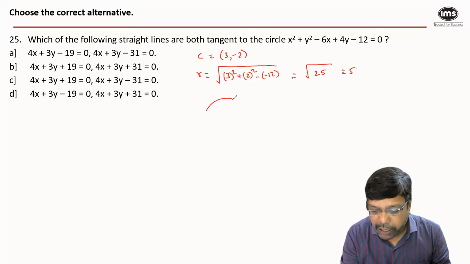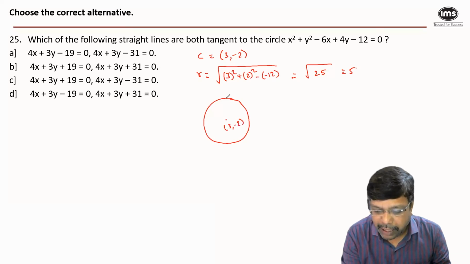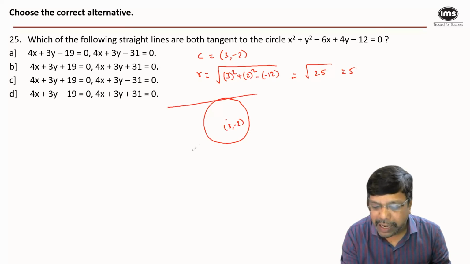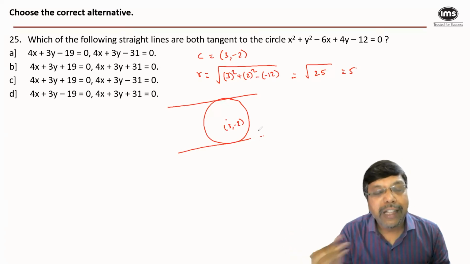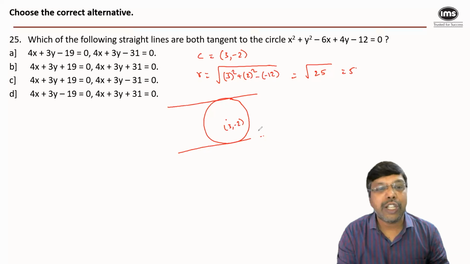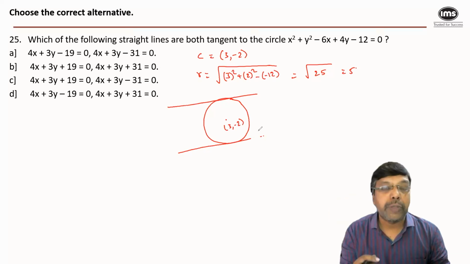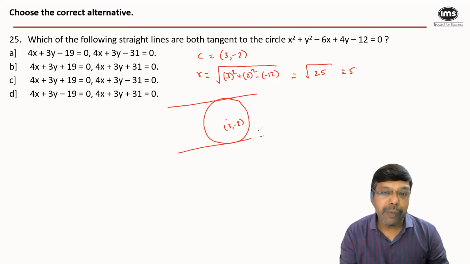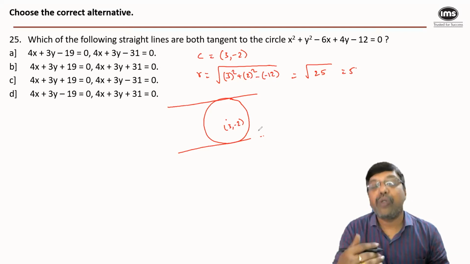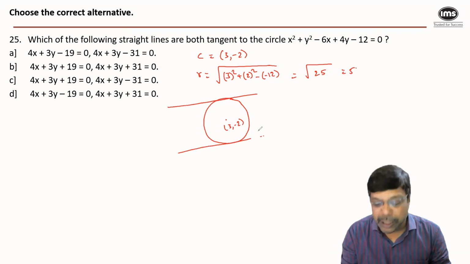Now, if I draw a circle with center as 3 comma minus 2, and let's say this is one tangent and this is the other tangent that is parallel to it. Why did I say parallel? Because if you look at the answer options, all the 4 options, each of them have a pair of lines which are parallel to each other. So which means we are talking about 2 tangents that are parallel to each other.